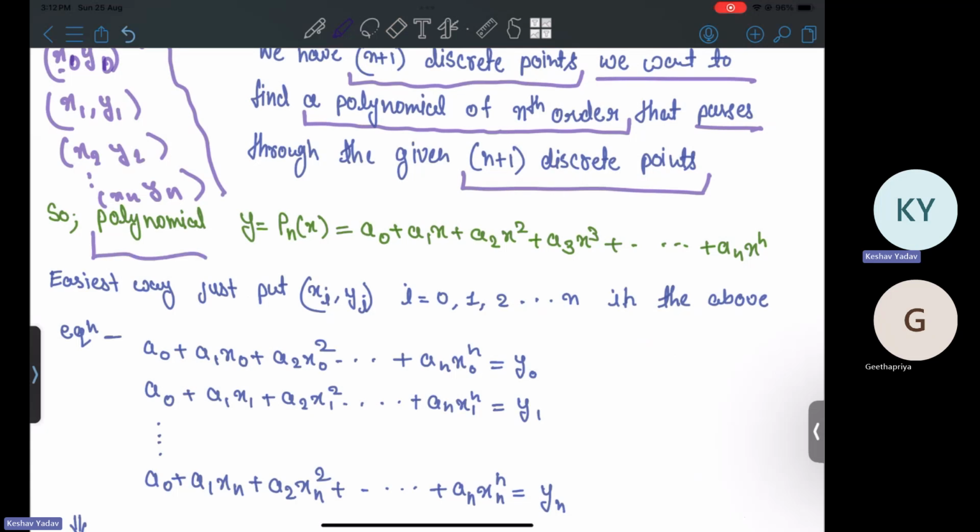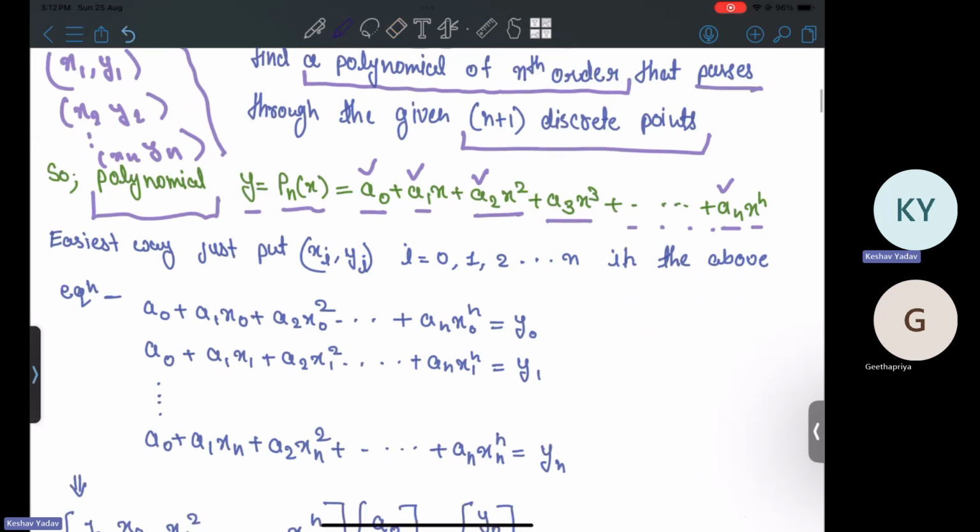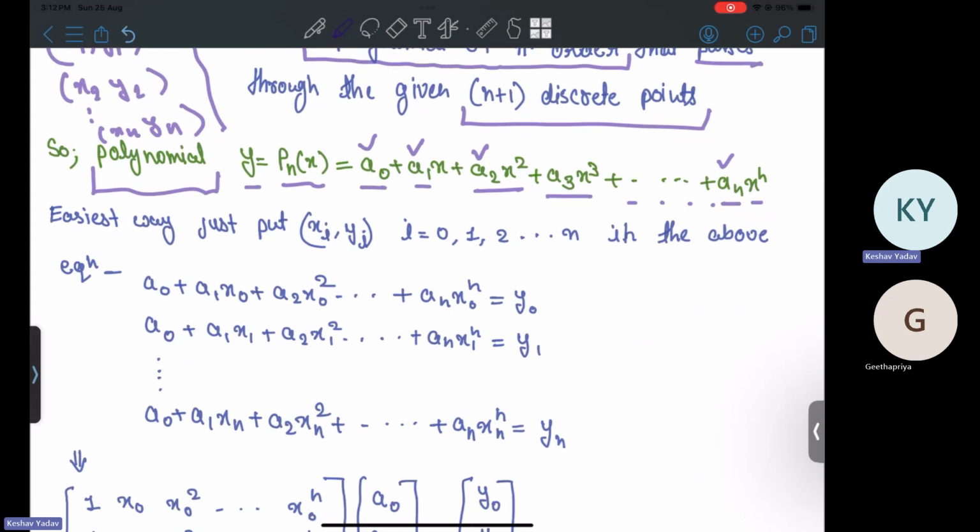So in general, how can we express an nth order polynomial? We can express it as y equal to a0 plus a1 x plus a2 x square plus a3 x cube, and so on, plus an x to the power n. This is my nth order polynomial. So how many unknowns are there? a0 is unknown, a1 is unknown, a2 is unknown, similarly an is unknown. So we have n+1 unknowns here, and how many points do we have? We have n+1 points, right?